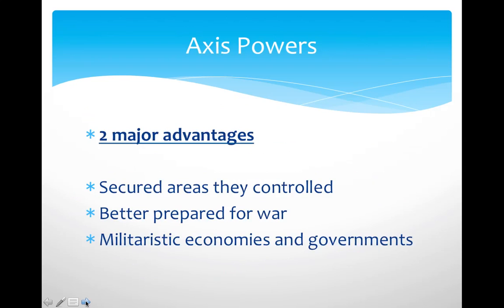First, when we look at Axis powers, they secured a large area of land. They quickly annexed many parts of European countries. During that time, they took over the occupation of several Eastern European countries. They also are better prepared for war. And lastly, they have governments that are militaristically advanced and which prepare them better for battles early on in World War II. Keep in mind that the Axis powers did dominate the war from 1939 to 1941 and quickly occupied much of Europe as well as North Africa.